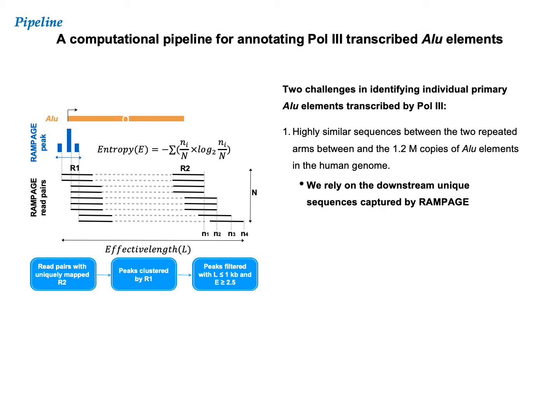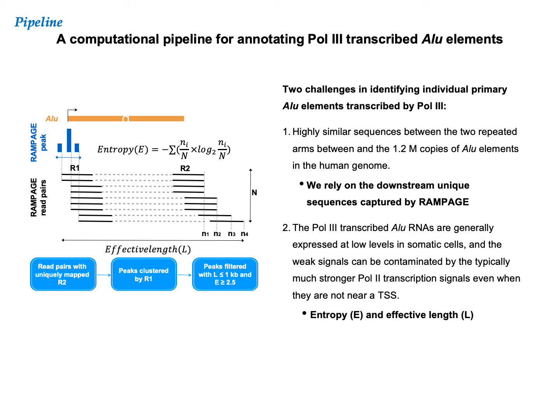Number 1, Alu sequences are highly repetitive. Luckily, Pol III typically transcribes well into the downstream region. Thus, RAMPAGE allows us to take advantage of these non-repetitive downstream sequences to uniquely assign reads to individual Alu elements.